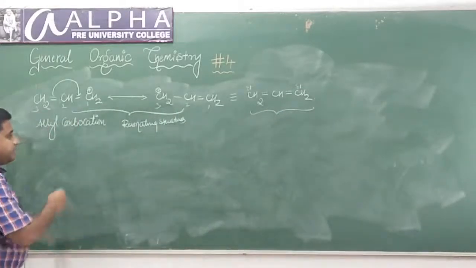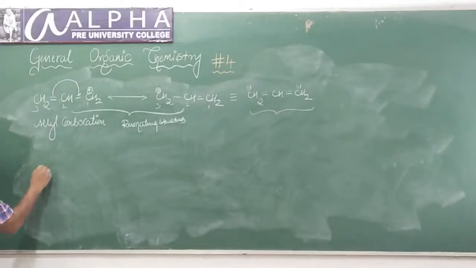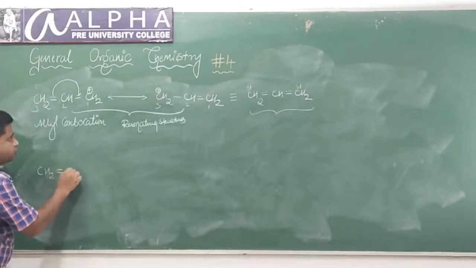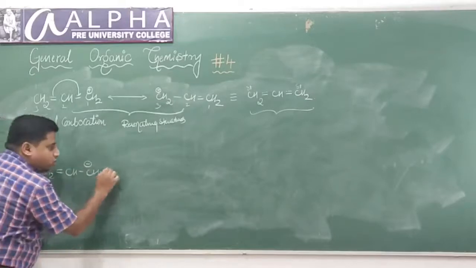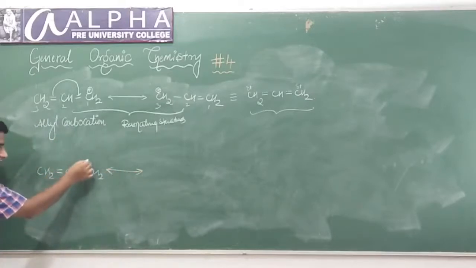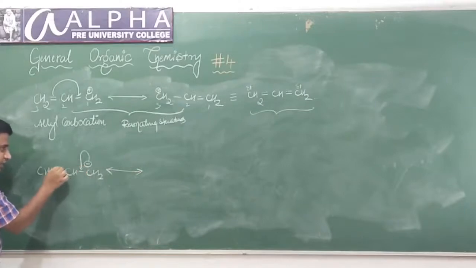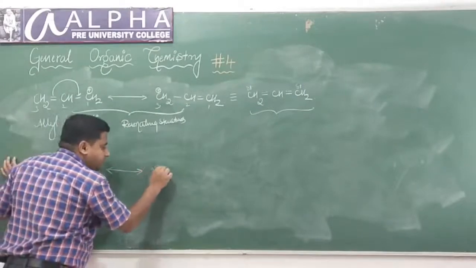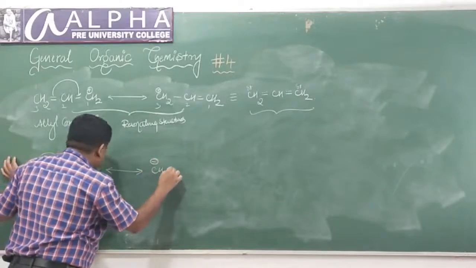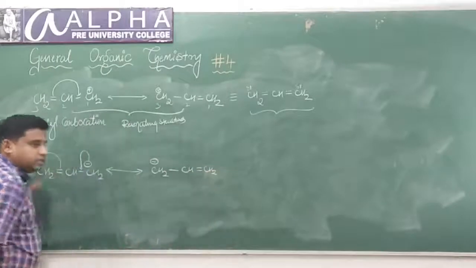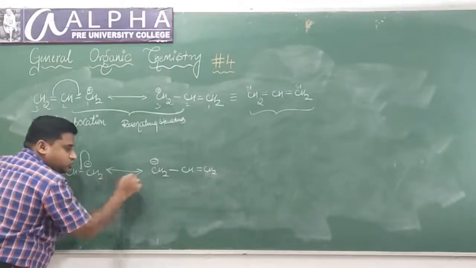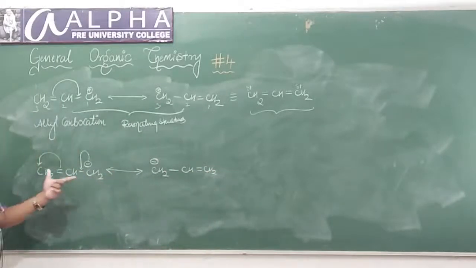Let me quote one more example. Let us take allyl carbanion, CH2 double bond CH single bond CH2 minus. Now what will happen here? The negative charge will be displaced here, and the pi electrons will be displaced onto this carbon, isn't it? Therefore, this carbon is going to get negative charge, then single bond CH, double bond CH2. So these two are the resonating structures of allyl carbanion.